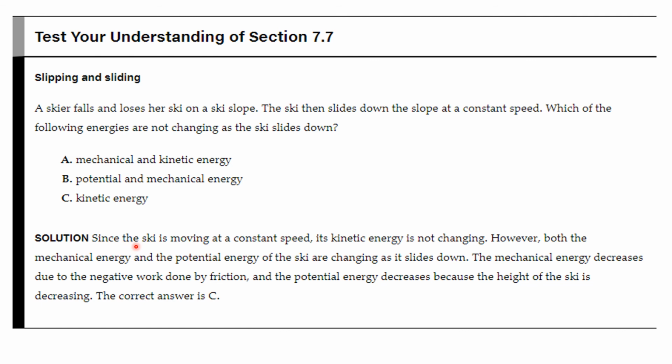Since the ski is moving at a constant speed, its kinetic energy is not changing. However, both the mechanical and potential energy of the ski are changing as it slides down. It's at a different height, so that changes its potential energy. The mechanical energy decreases due to the negative work done by the friction. The potential energy decreases because the height of the ski is decreasing. That means that as you think through the possibilities, the correct answer is C.